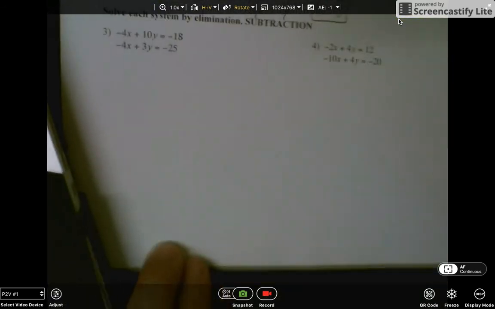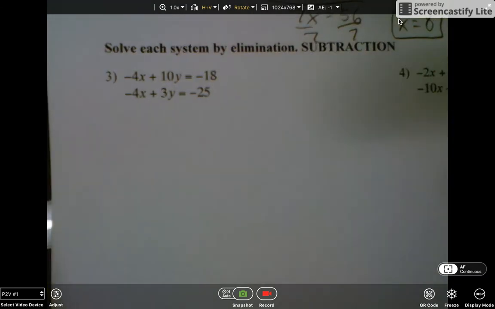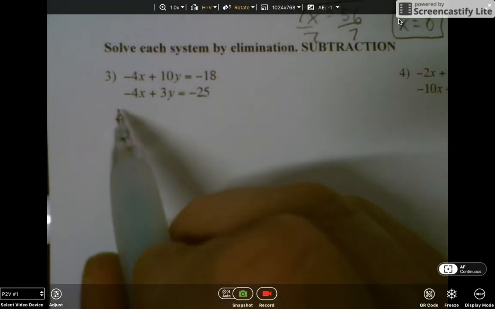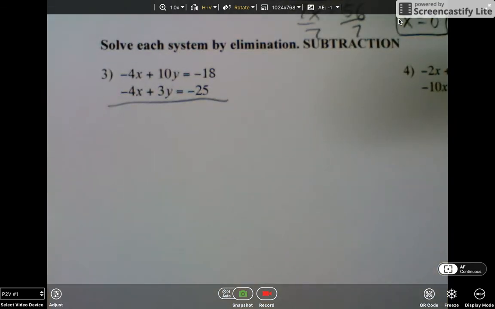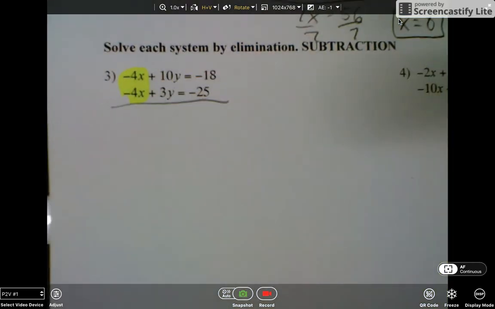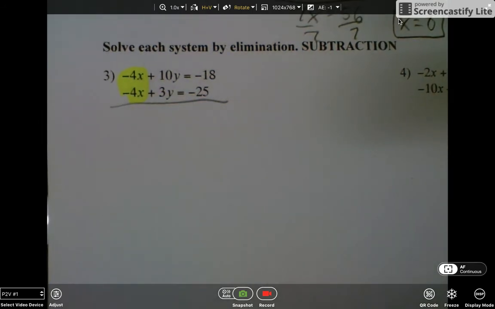All right, hope you're able to be successful at number 2. Let's see what it looks like with subtraction. So with subtraction, you can see that when I look at what's going to eliminate, I don't have additive inverses. I have two of the same variable terms, negative 4x. So to make those eliminate, I'm going to subtract.